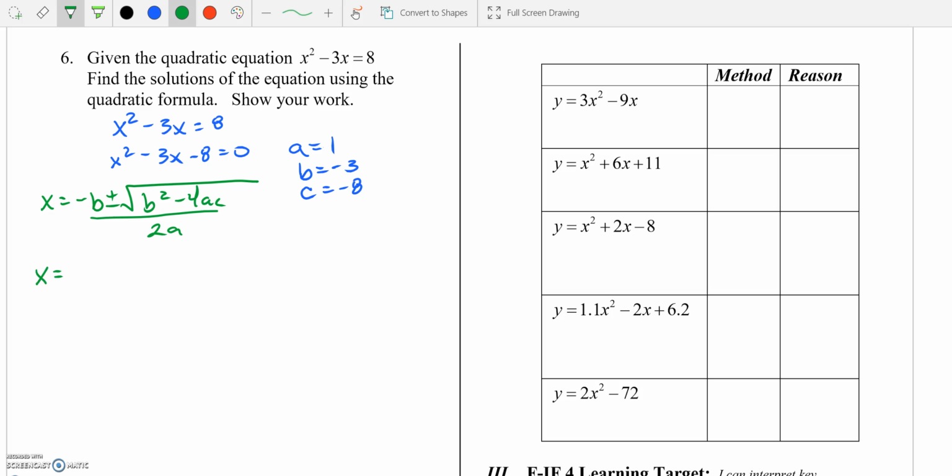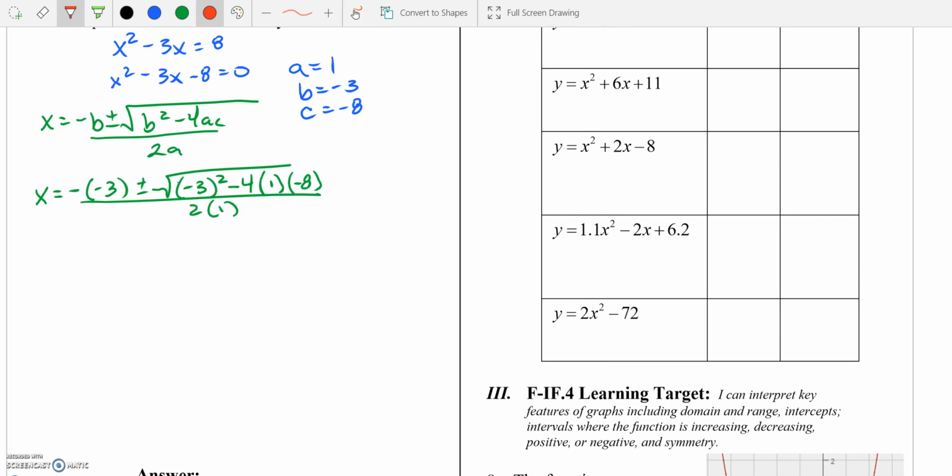Start to plug some stuff in. Negative b is negative 3 plus or minus the square root of negative 3 squared minus 4 times 1 times negative 8. That whole thing is divided by 2 times 1. This is where I told you guys in class that we need to make sure we are taking our time, being careful.